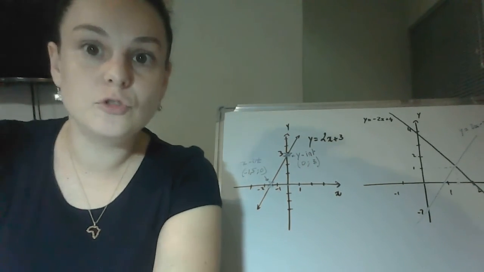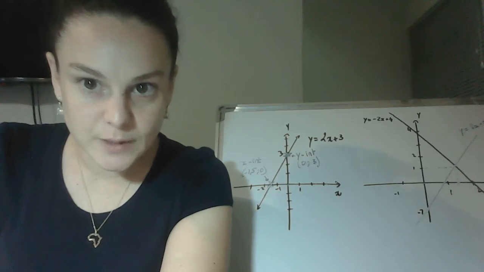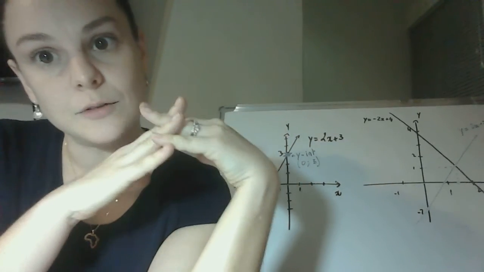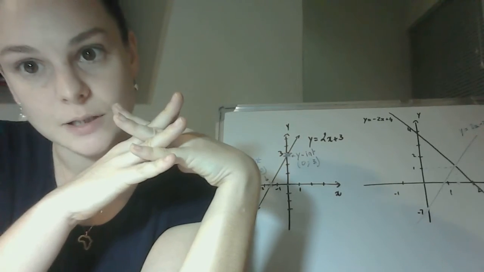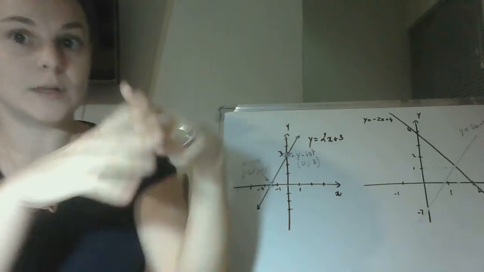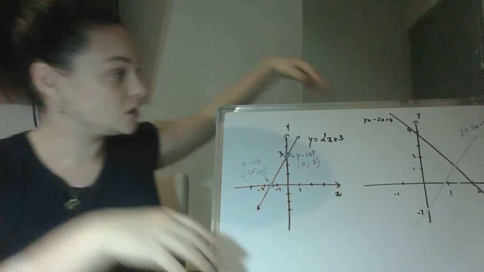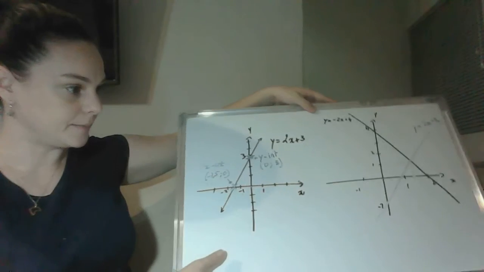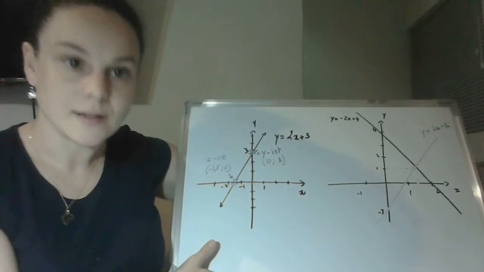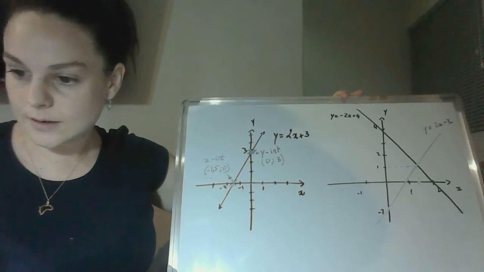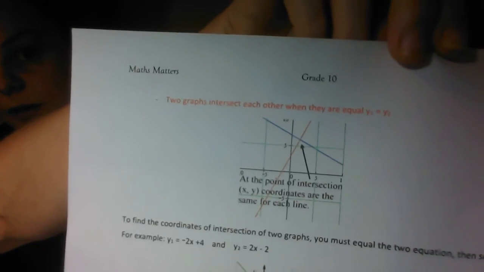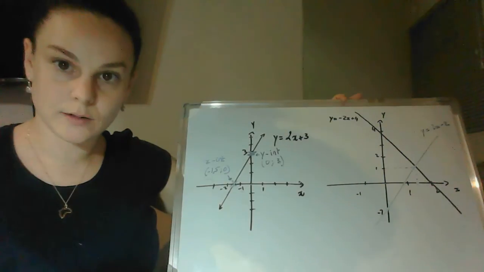If you have 2 lines on the same graph, they can intersect each other, and then you can find the point of intersection. So here it's not one line crossing one axis, it's 2 lines crossing each other. Let's look at the lesson here. Two lines intersect each other when they are equal.